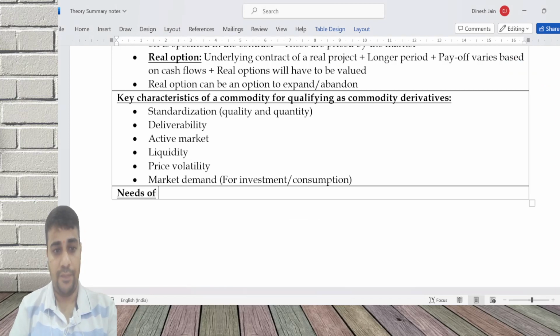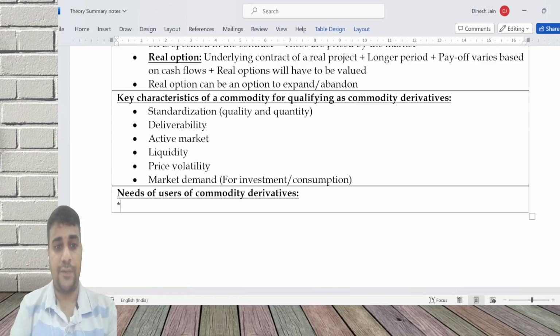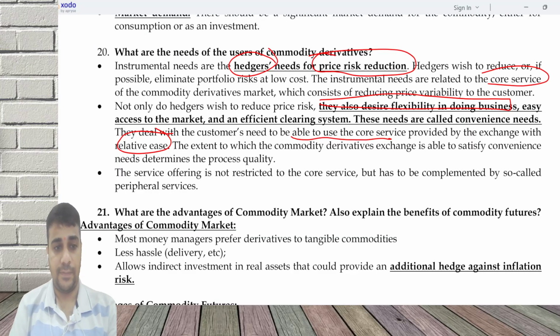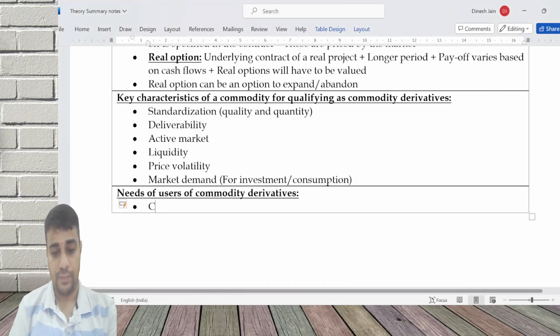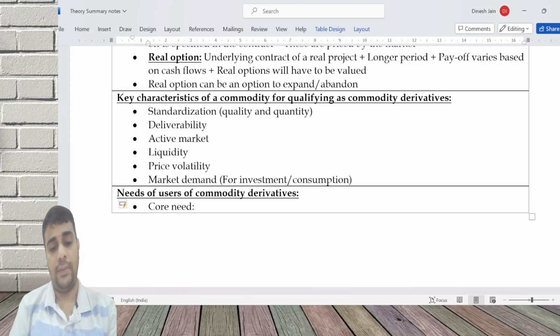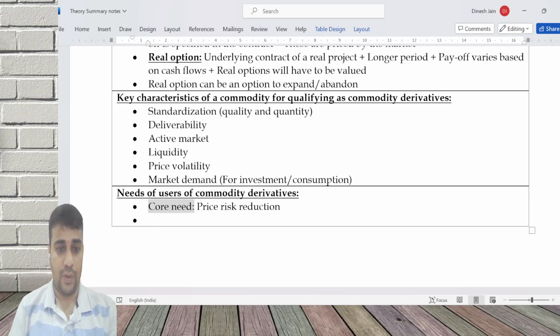Needs of users of commodity derivatives. Core need: price risk reduction. This is the core need, or the instrumental need.